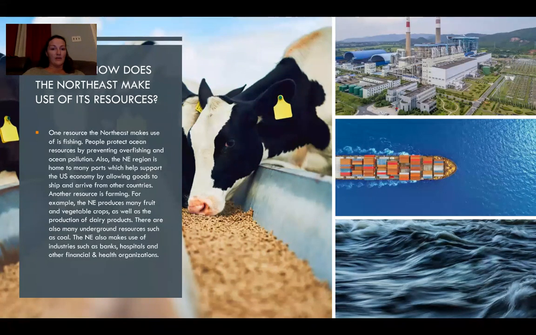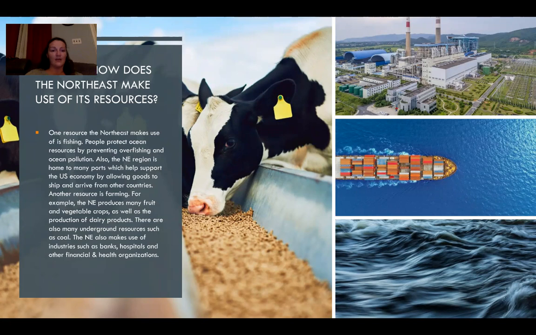One resource the Northeast makes use of is fishing. People protect ocean resources by preventing overfishing and ocean pollution. Also, the Northeast region is home to many ports which help support the U.S. economy by allowing goods to ship and arrive from other countries.